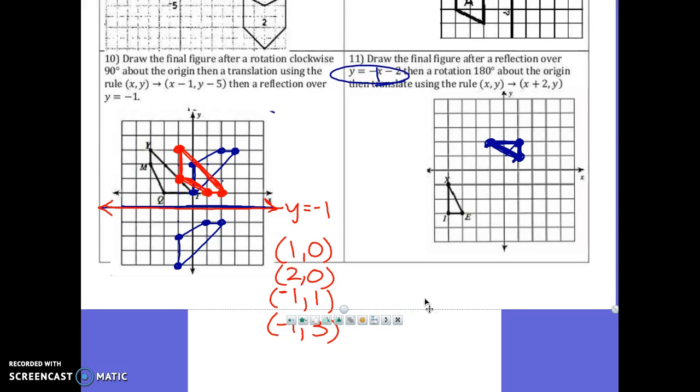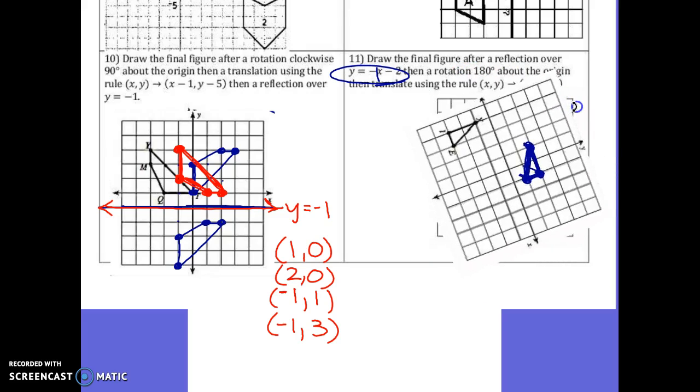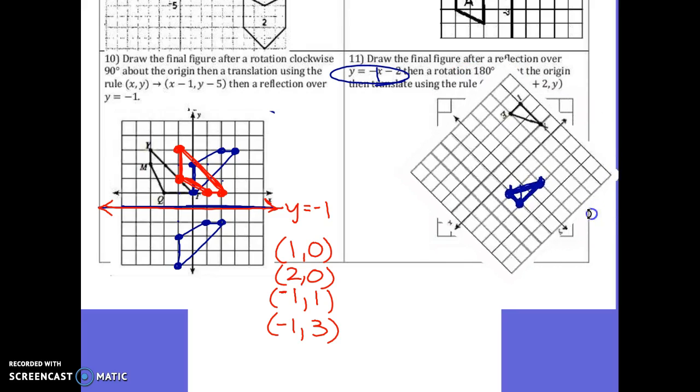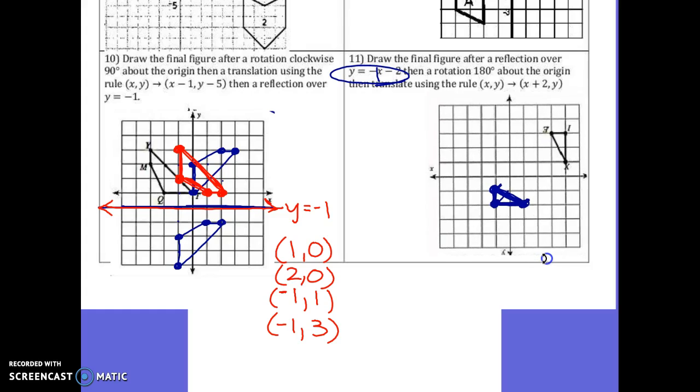Okay, so that means I take the full figure and I'm going to turn it upside down. 180 is one turn, two turns. It doesn't matter with 180 which direction you go, because it's going to put it upside down anyway. So the points are now, I would go from the center, left 1, down 1. I would go left 1, down 2. And I would go right 1, down 2.